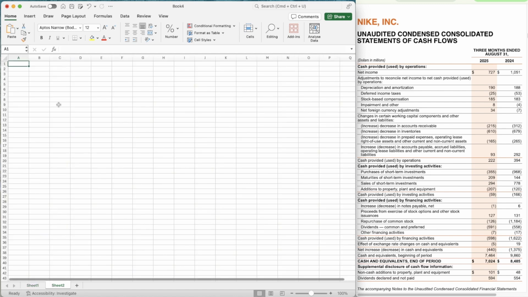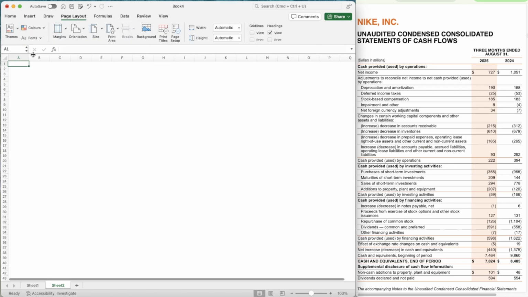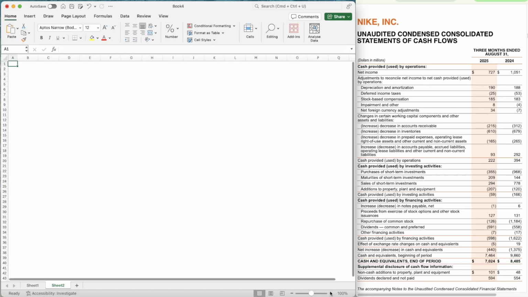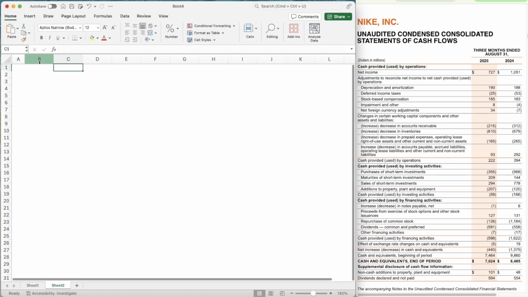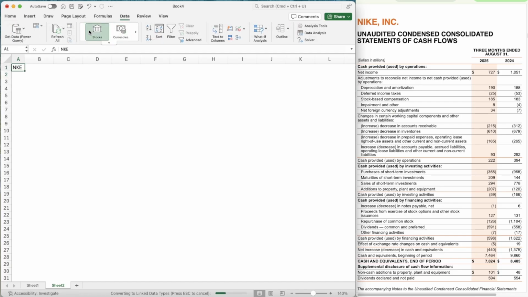So open up another sheet in your, okay, let's see, take off your grid lines, make your A smaller. You don't have to do anything beyond that though. I'm going to zoom in. Again, put Nike in your top left-hand corner, stocks.